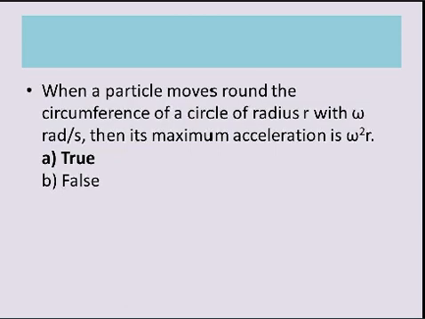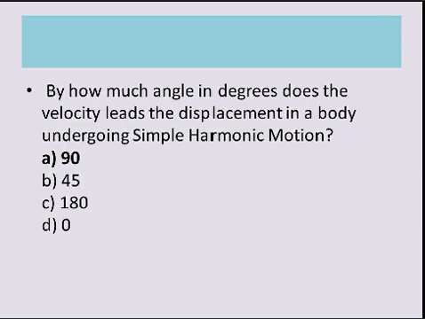The acceleration of the body moving with simple harmonic motion at any instant is always given by omega square into the amplitude. By how much angle in degrees does the velocity lead the displacement? Here they are asking about velocity leading the displacement in a body undergoing simple harmonic motion, and we already know it is pi by 2, that is 90 degrees.